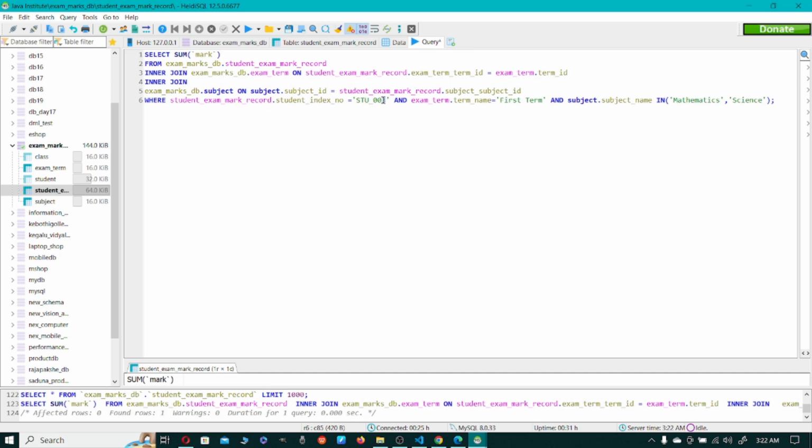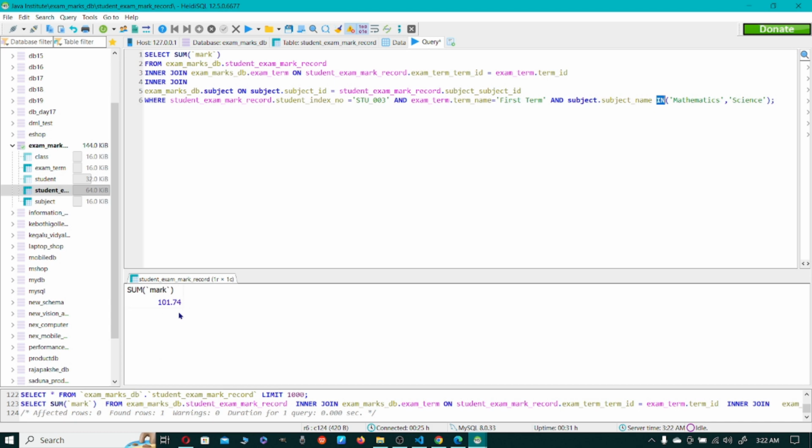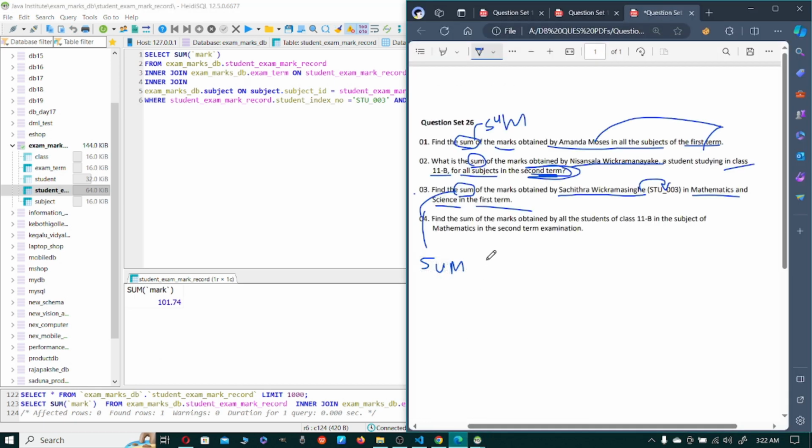Yes, student index number. We used it and the term name, first term, and they have mentioned two subjects, so I have used the IN keyword. I will show you the answer that I have received, 101.74. Let's see the last question, the fourth question.